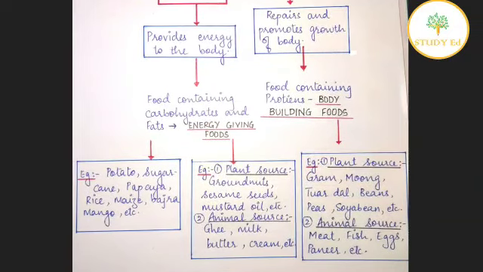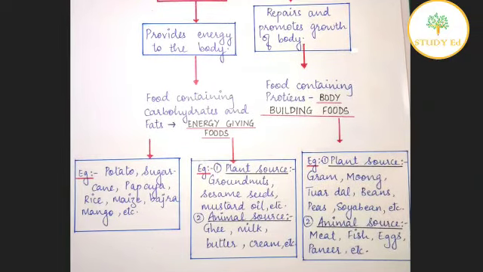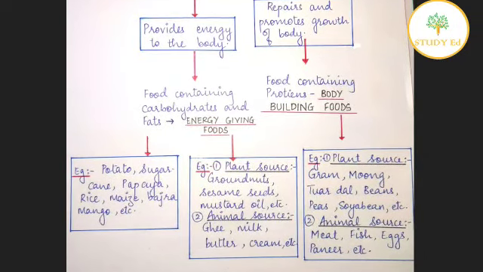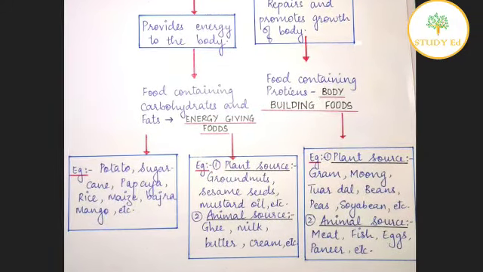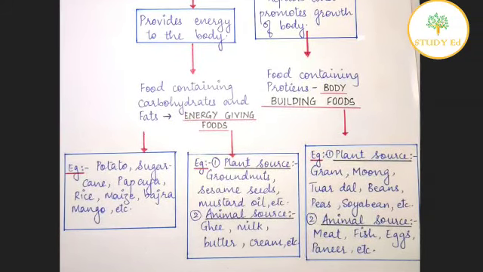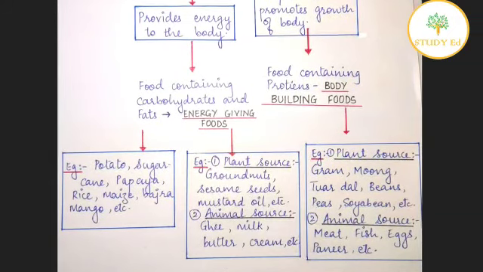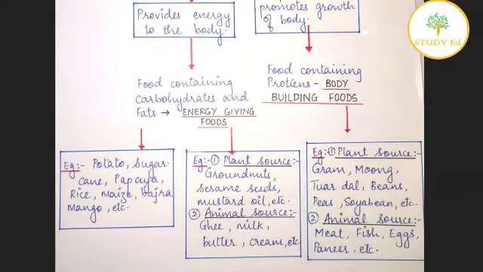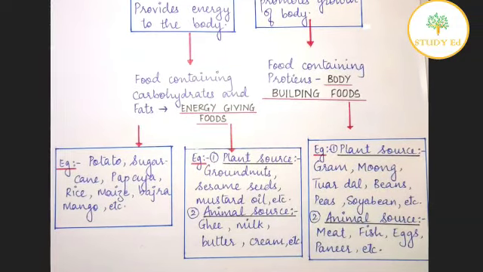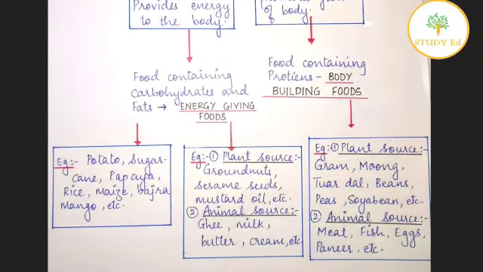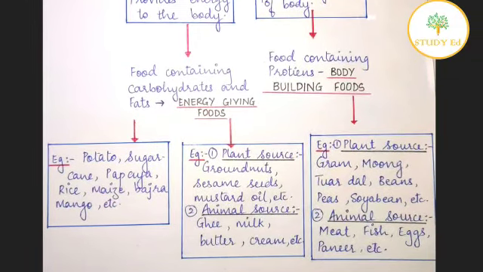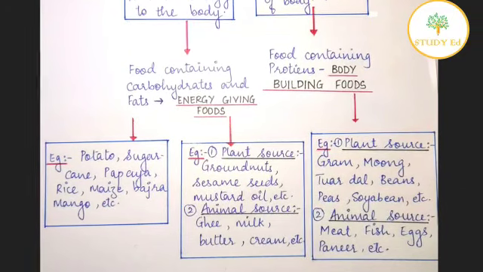Now let us take examples of foods that contain carbohydrates, that is potatoes, sugar canes, papaya, rice, maize, etc. Now foods that contain fats, there are two sources for it. One is plant source and the other is animal source. In plant source we have groundnuts, sesame seeds, mustard oil, etc. In animal source we have ghee, milk, butter, cream, etc.